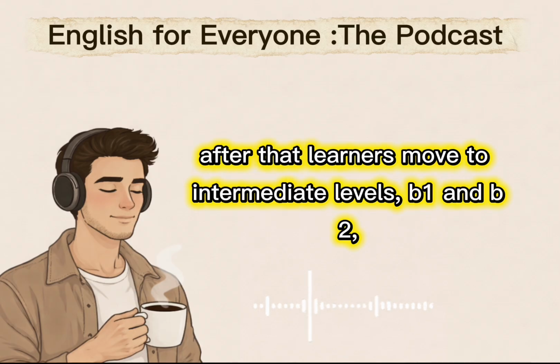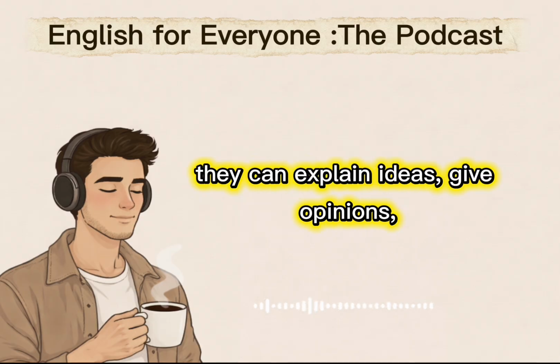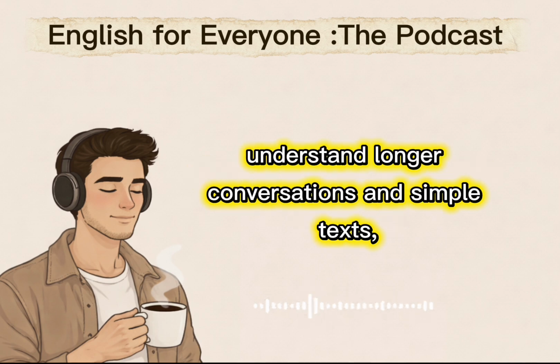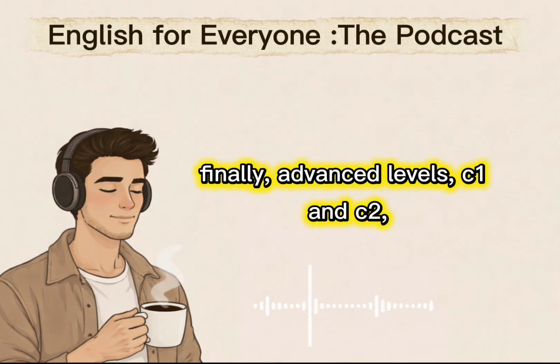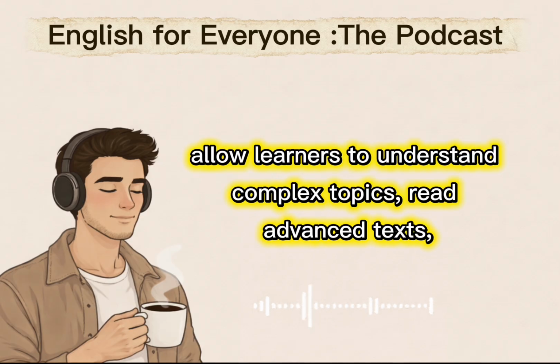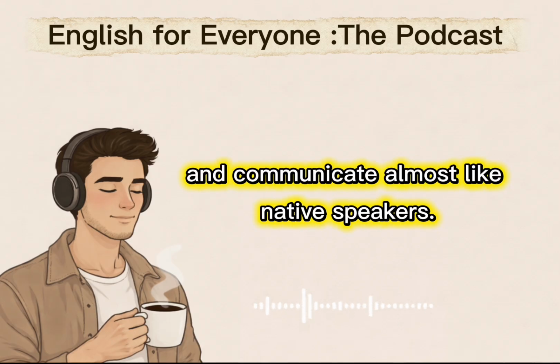After that, learners move to intermediate levels, B1 and B2. Here, learners can communicate more naturally. They can explain ideas, give opinions, understand longer conversations and simple texts, and start feeling confident in real situations. Finally, advanced levels, C1 and C2, allow learners to understand complex topics, read advanced texts, express themselves clearly in many situations, and communicate almost like native speakers.